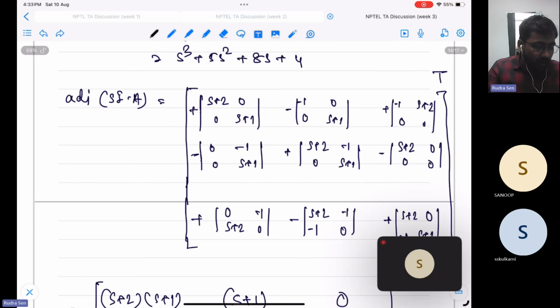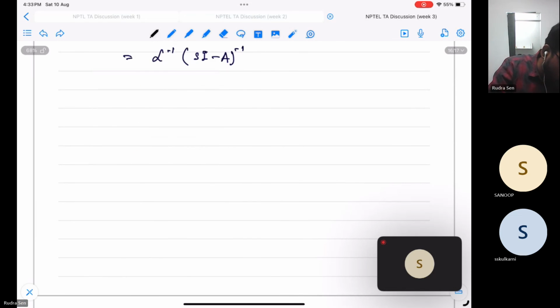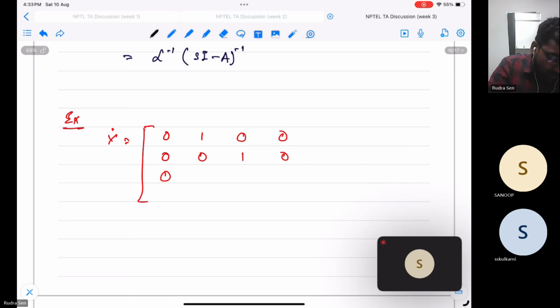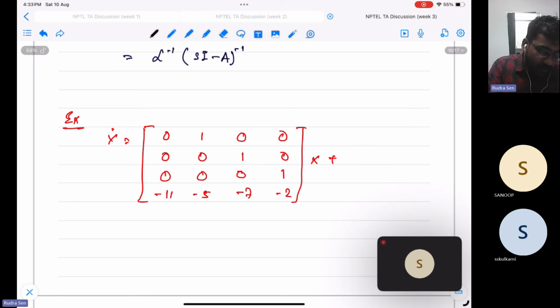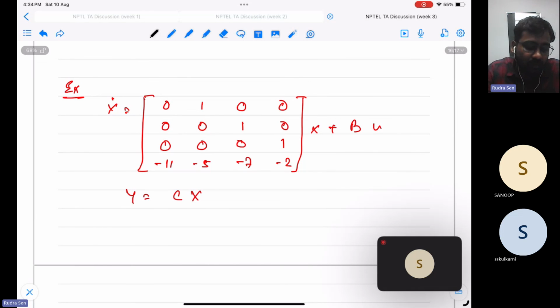Let me give you one more thing. Let's say you are given this kind of matrix: 0 0 1 0, 0 0 0 1, minus 11, minus 5, minus 7, minus 2, and some x plus, I'm not writing down the b, some b into u, and y is equal to some c into x. As you see, this is a 4 cross 4 matrix, but don't be scared, because this is basically a controllable canonical form.